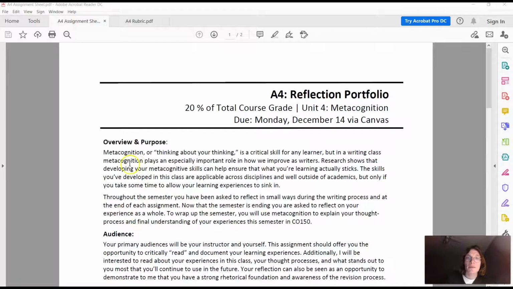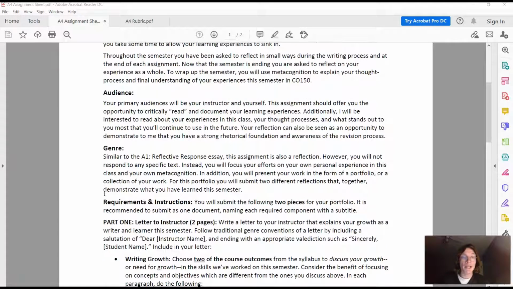Hi folks, this video is going to be talking about the reflection portfolio. At this point we'll have gone over this assignment sheet briefly, but we're going to get into some more depth on how to accomplish this assignment effectively. And so this video is going to be talking about that.